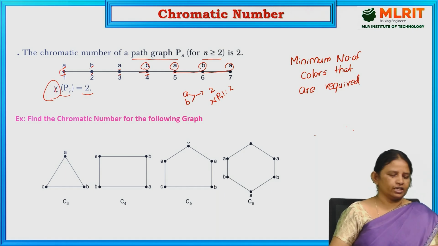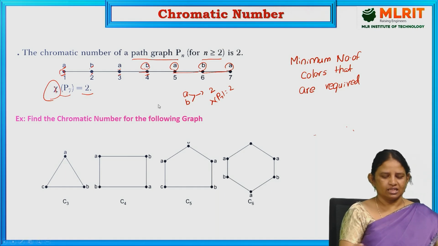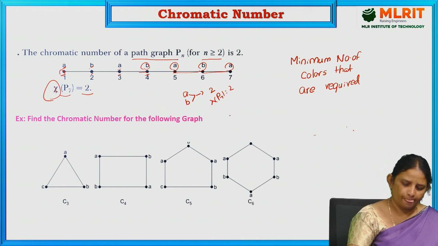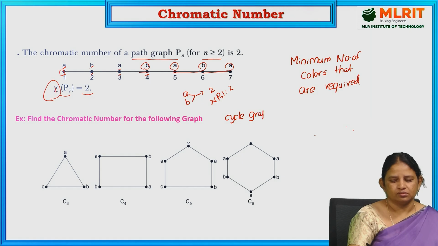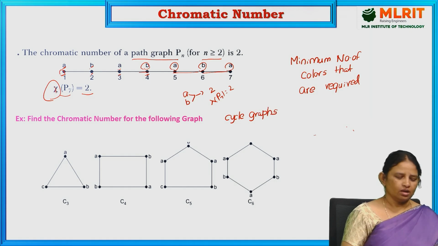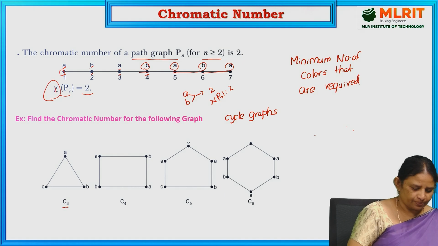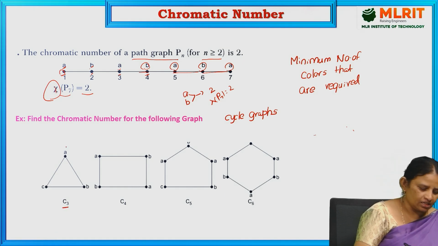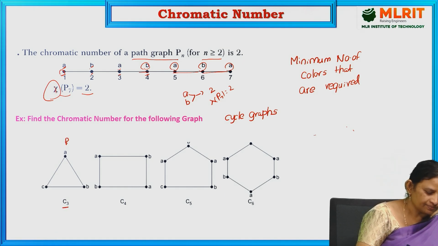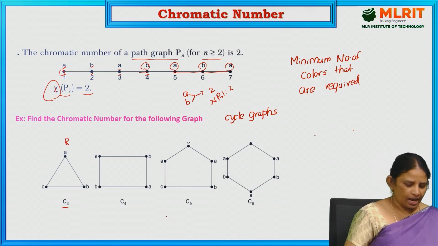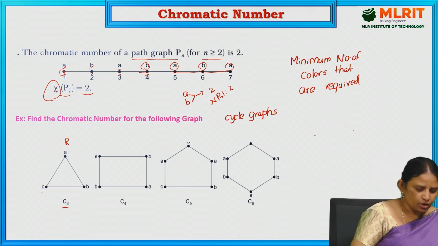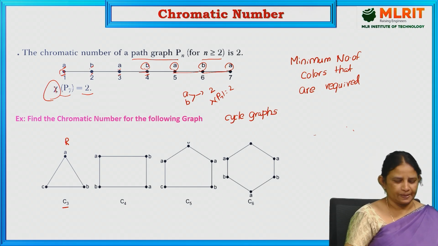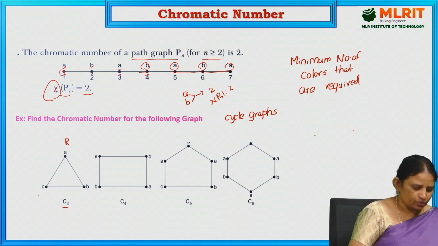Next, we need to find the chromatic number for the following graphs. These are called cycle graphs. So the first one is cycle graph 3, because of 3 vertices. First, A is colored with red. For C, don't use the red color, because we have already used the red color for A. So we can use green.